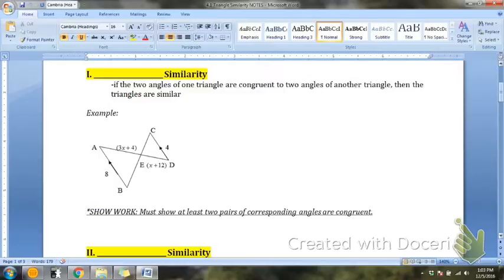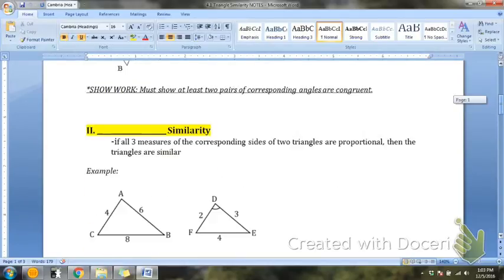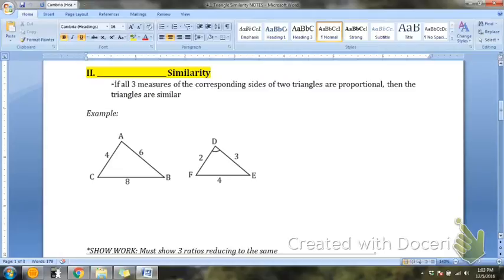All right, let's look at our second way that we can get 2 triangles to match up. If all 3 measures of corresponding sides of 2 triangles are proportional, then the triangles are similar. Did you hear anywhere in there where it talks about angles? No, it says if all 3 measures of the sides. So what might you guess would be this similarity? Great guess. This is side, side, side similarity. I love their uniqueness. Right?